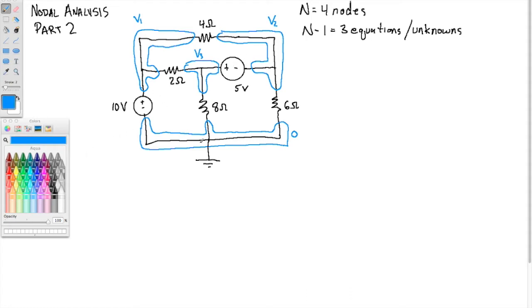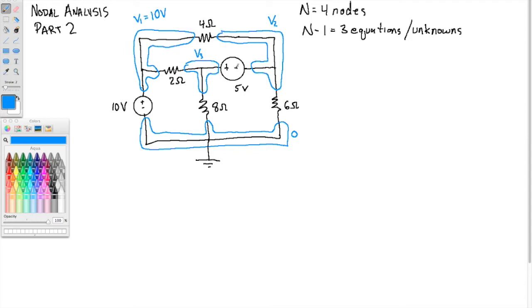For example, if we called this node 0 volts down here, which we did because of ground, and this 10 volt source is between nodes 1 and 0, that is, node 1 is 10 volts higher than node 0, and this is 0, then that immediately means that this voltage up here is 10 volts.